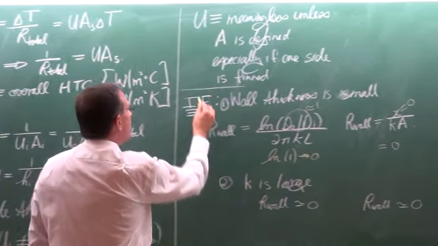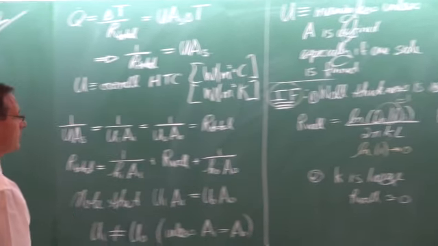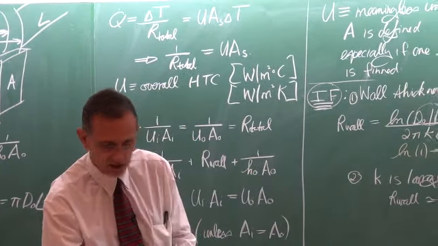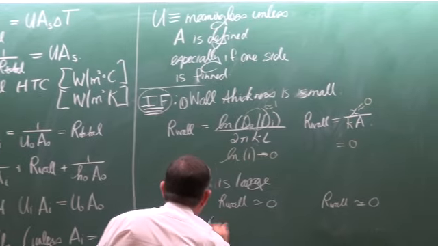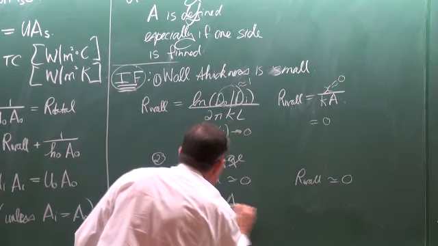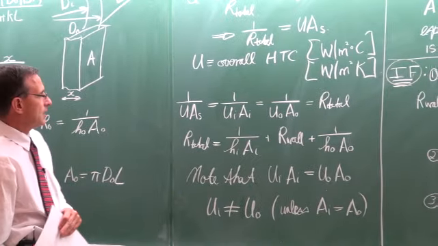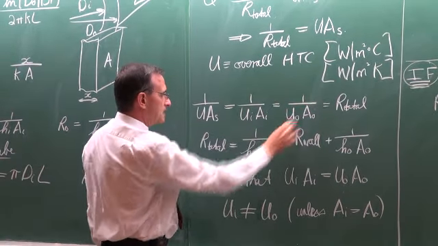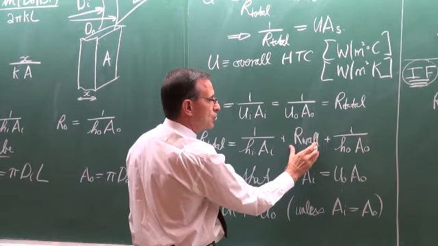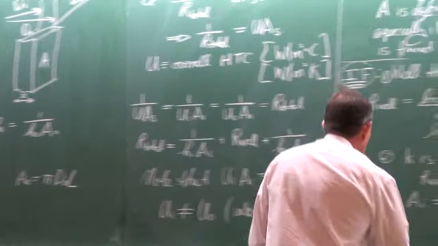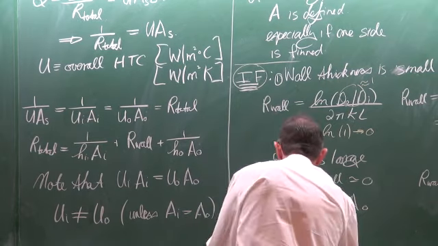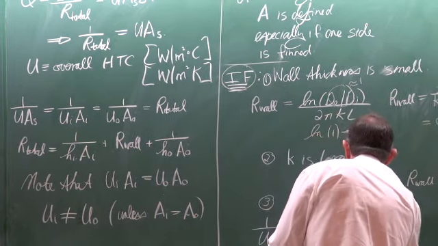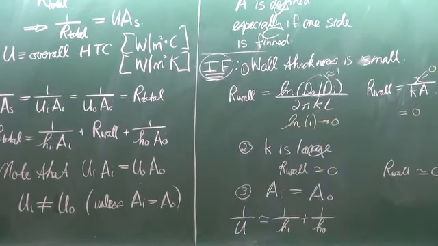Okay, so for this very, very special case, if the wall thickness is small, K is large, and the inside area is equal to the outside area, if we look at this formula here, if this area is equal to that area, and that term is equal to 0, then we can say 1 divided by U is equal to 1 divided by the heat transfer coefficient on the inside plus 1 divided by the heat transfer coefficient on the outside.